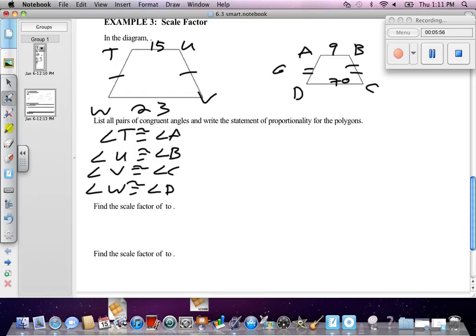Okay. So now we have to set up proportionality. Do you want to do big over little or little over big? Okay, so big over little, so that's the TU over VW. We've got one side is 15. So that's TU is 15. What's the corresponding side to TU? AB, which is 9. Can we reduce that? What would it be? 5/3. 5/3. That is the scale factor.